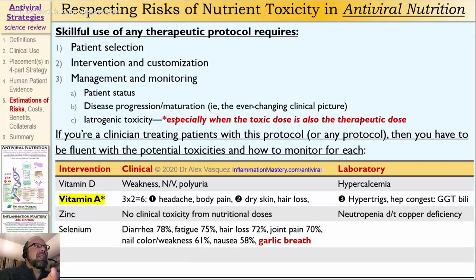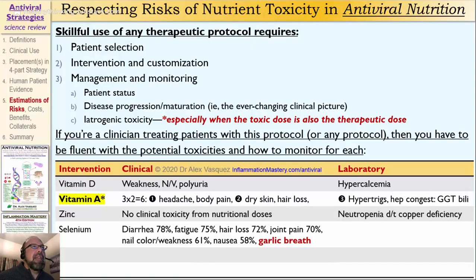With some supplements, we can see kind of that garlicky taste, but that's not toxicity. Here we're talking about toxicity. If someone's using DMSA, for example, they may have a sulfur taste in their mouth or the odor as the capsules open up in their stomach, but that's not what we're talking about here. That's normal, that's physiologic. Here we're talking about toxicity, and specifically it's known as garlic breath.